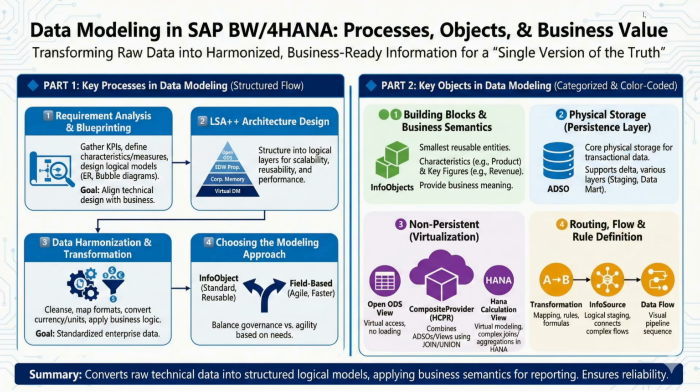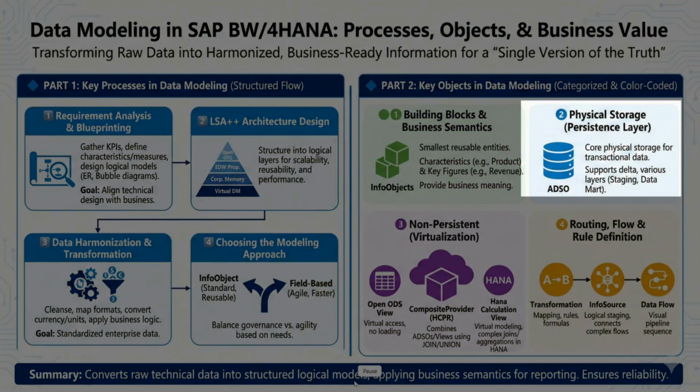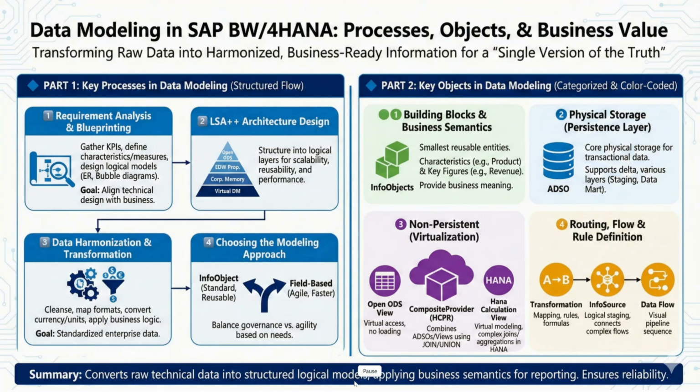Now, if you talk about the key objects of this layer, then the first object is the info object. We use info objects as our building blocks to give the data business meaning, like defining what a product or a revenue is. For physical storage, we rely on the ADSO to hold our data securely.